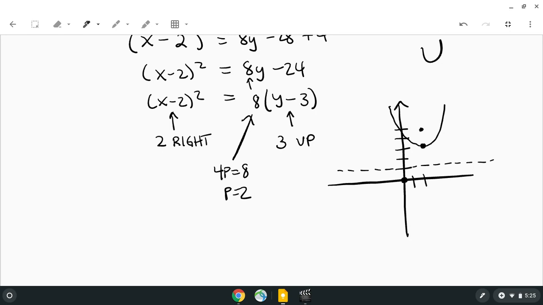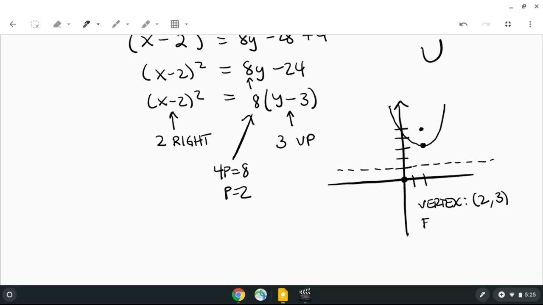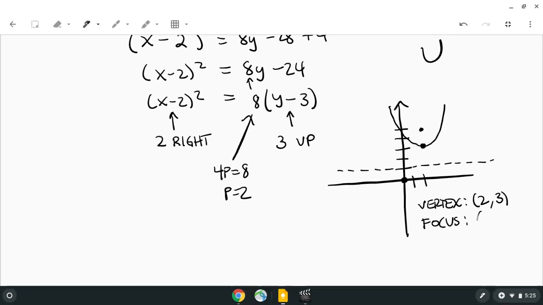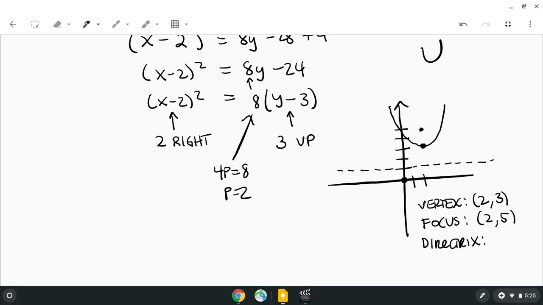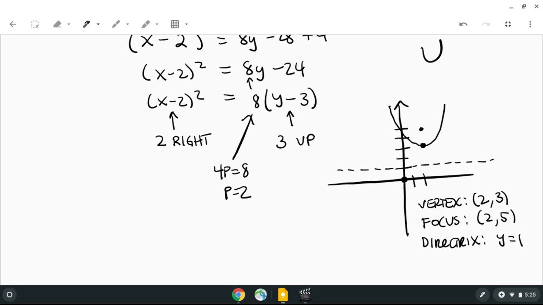And if they ask you where is your vertex and all the detailed information, vertex is at, we can see it's at 2, 1, 2, 3. My focus point, we can see it's at 2, 1, 2, 3, 4, 5. And we can see that the directrix is the equation y equals 1. Okay.